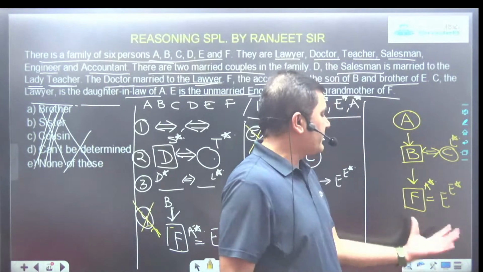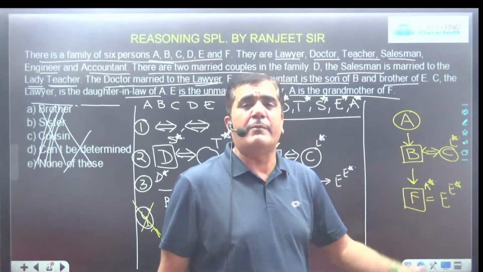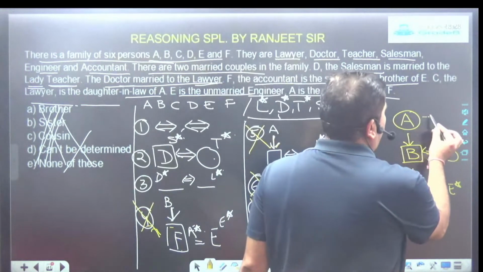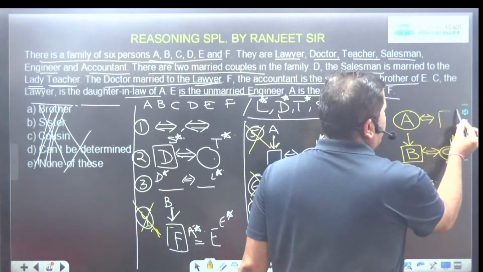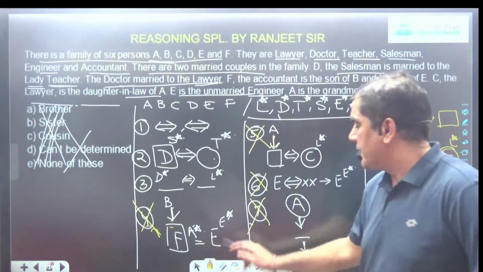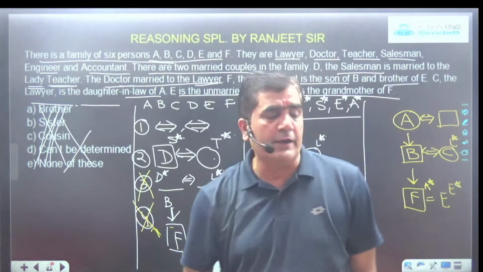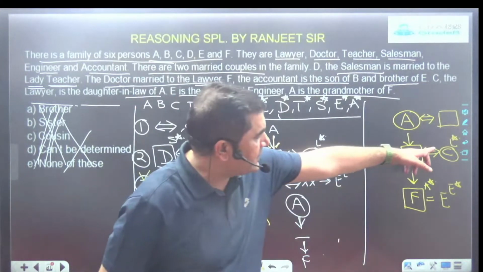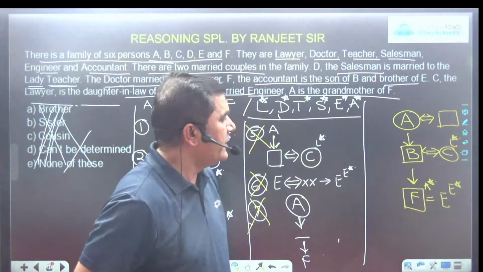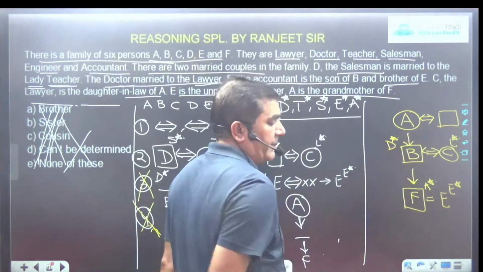And just see, since they have given that E is an unmarried engineer, the last generation will never form any married couples. That I have already explained. So the first married couple must be over here. I can conclude this, and this plus must be made. Okay, let's go with this one. Here they are saying doctor is married to lawyer. So who is lawyer? Lawyer is C. If C is lawyer and lawyer is married to doctor, so B must be doctor.